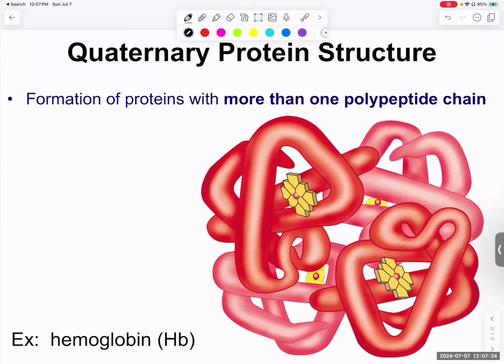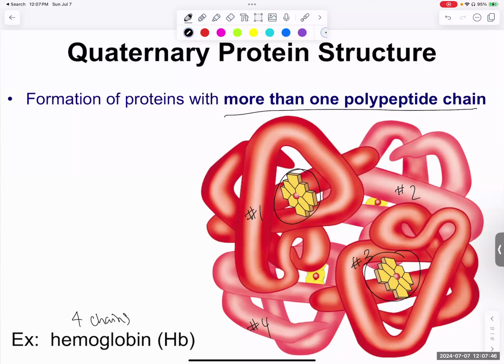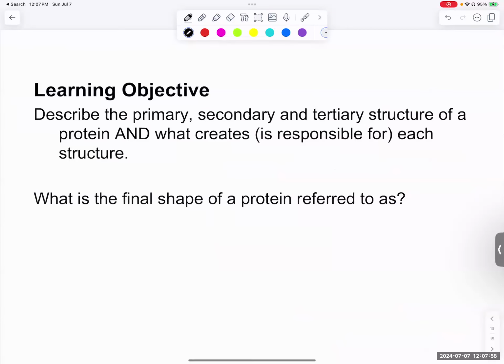Quaternary protein structure, that's when you have more than one polypeptide chain. So, for an example, hemoglobin has 4 chains, right? You're going to have one chain, 2 chains, 3 chains, 4 chains. Each one of these chains is going to have a hemoglobin molecule in it. And so it's really 4 tertiary protein structures combining together, and that forms the quaternary structure.